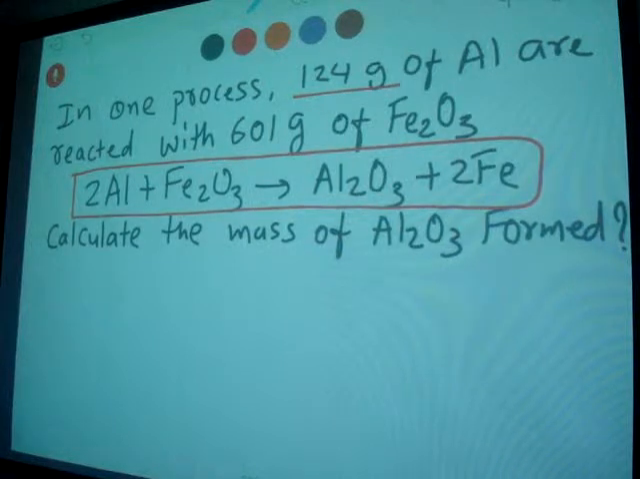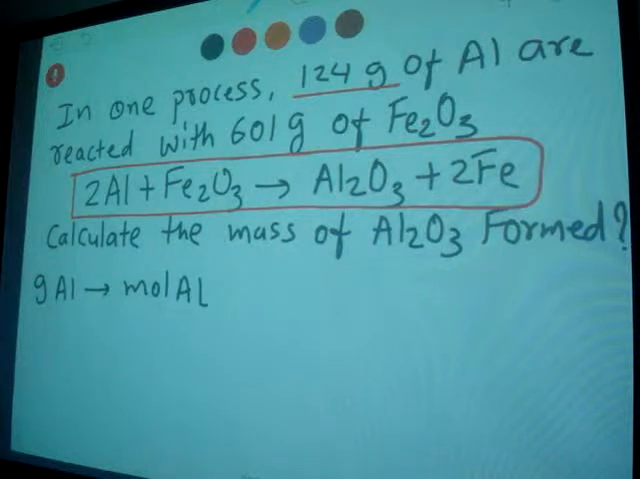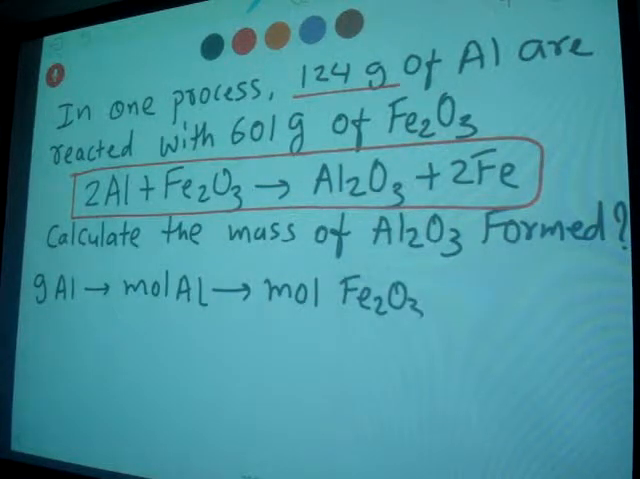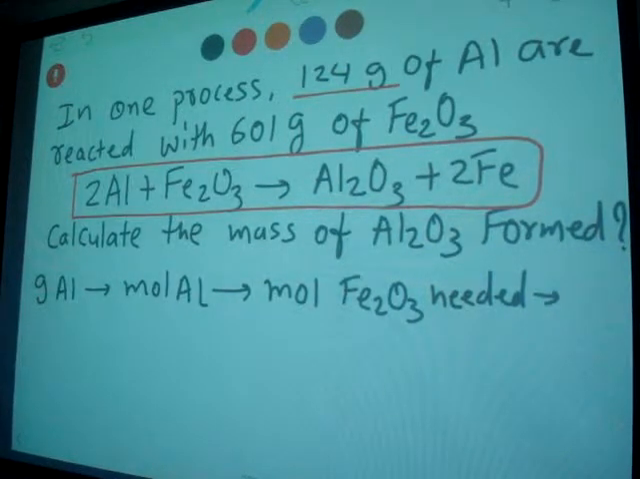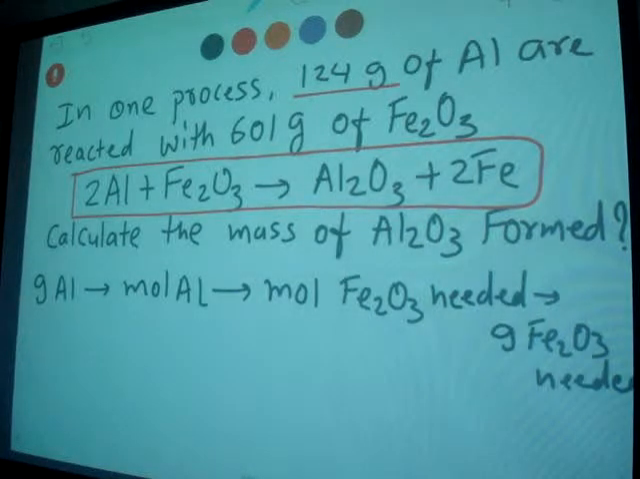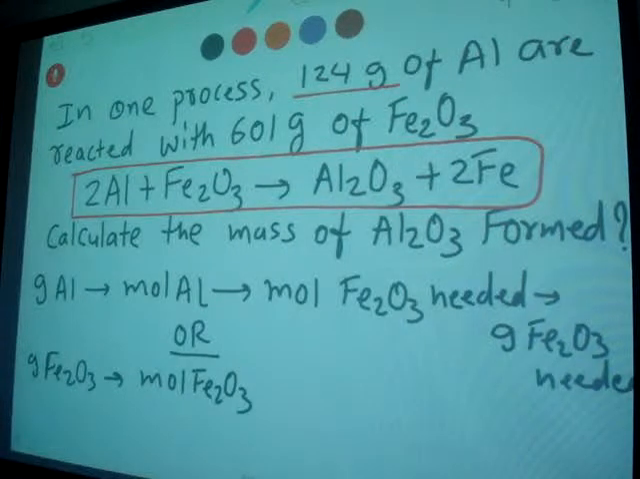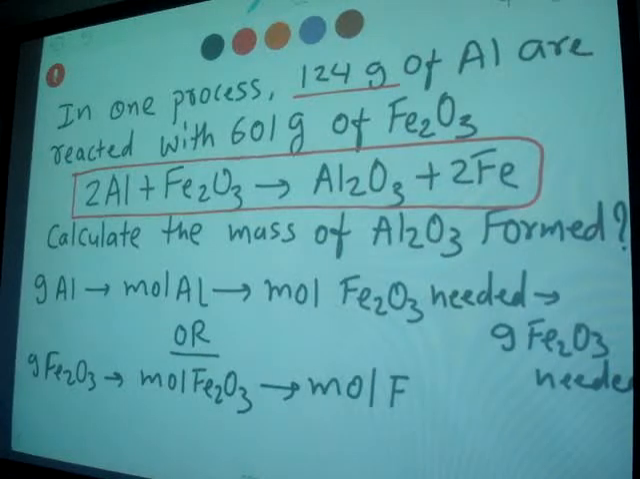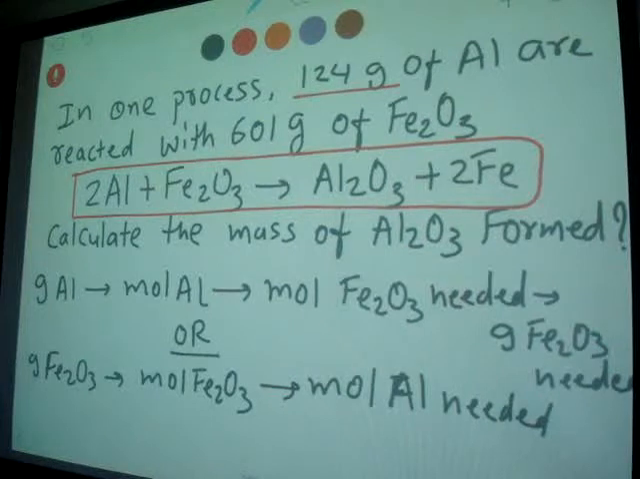So what we need to do, first, grams of aluminum, we convert to moles of aluminum, and then using the mole ratio we convert to moles of Fe2O3 needed, and then we can find out grams of Fe2O3 needed. Or we can do the other process where grams of Fe2O3 is given, you convert to moles of Fe2O3. Using the mole ratio, you calculate moles of aluminum needed, and then you convert to grams of aluminum needed.